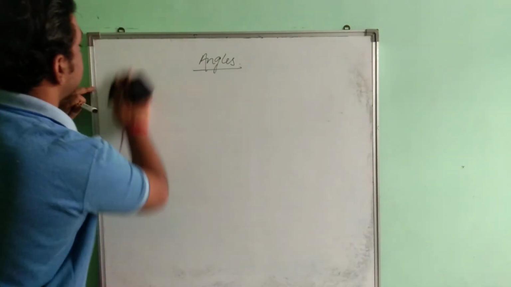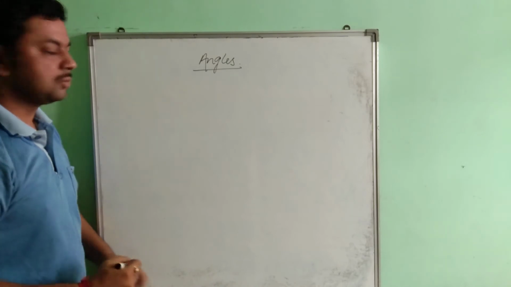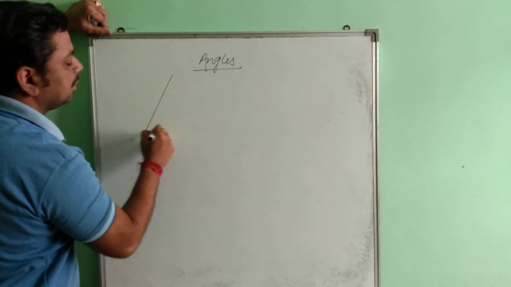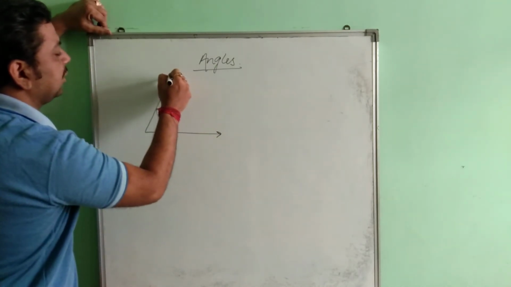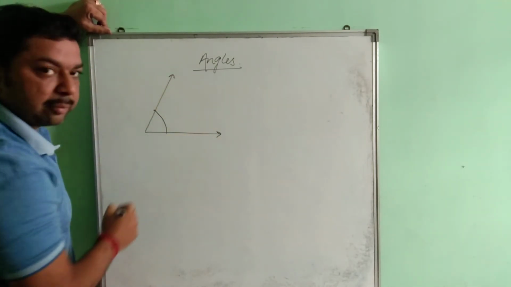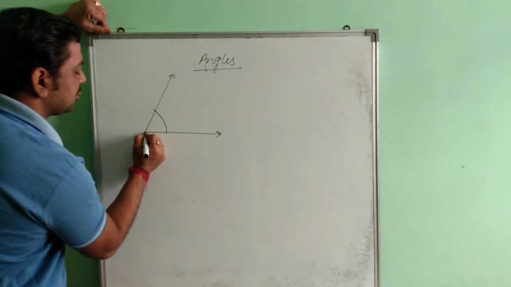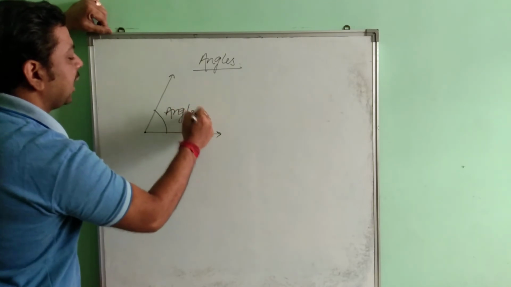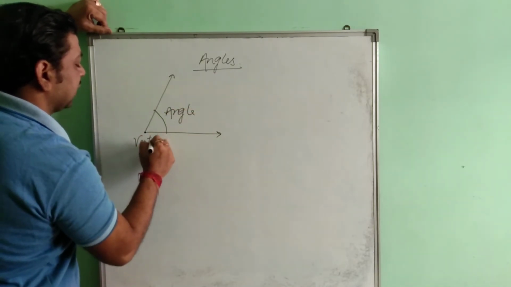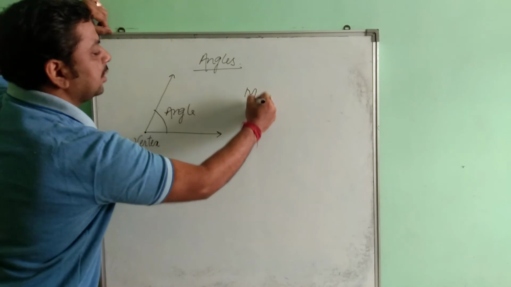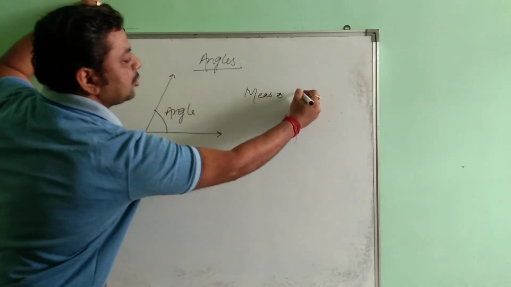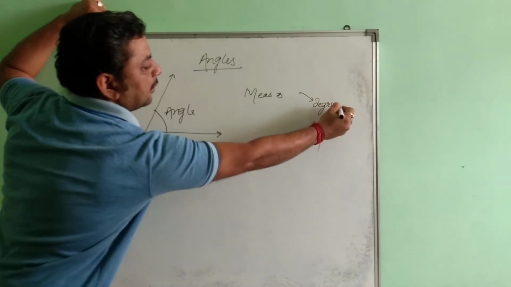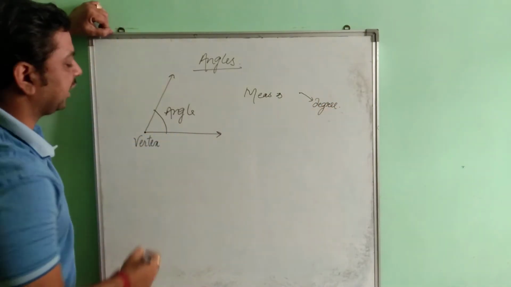Now let's revise what we have done today. First, what is an angle? When two rays combine together, this is considered to be your angle and this is considered to be your common vertex. Clear? This is the angle and this is the vertex. The measurement is considered to be in degrees.